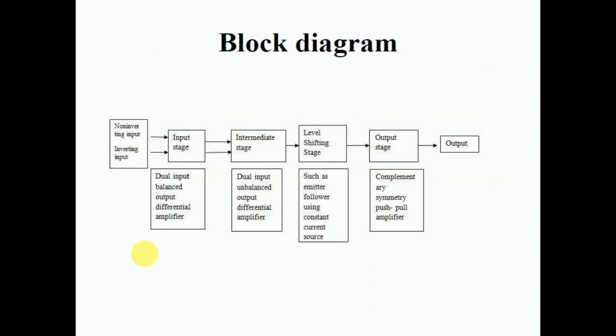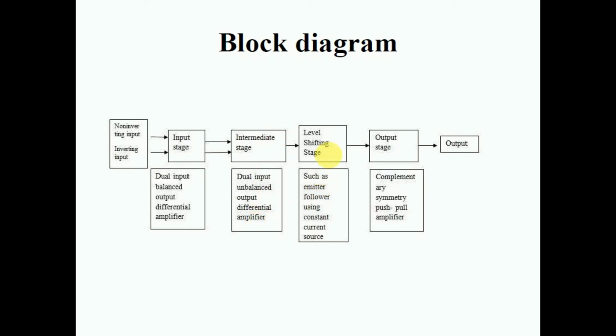Let's understand what we exactly mean by this: the operational amplifier basically works in four stages. The first one is the input stage, where a dual input balanced output differential amplifier is used. That is our input stage of the operational amplifier. After that, it comes to the intermediate stage, where a dual input unbalanced output differential amplifier is used.